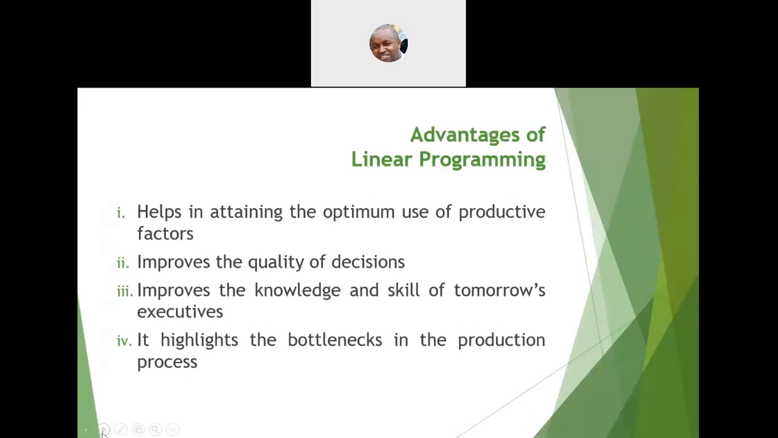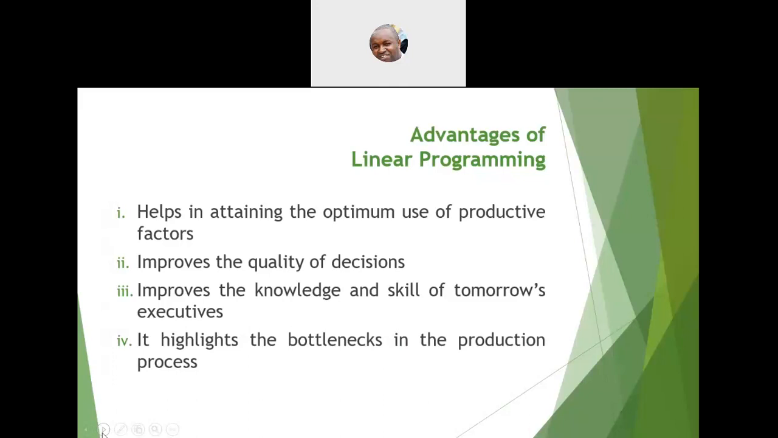Now, there are certain advantages of using linear programming to derive optimum solutions. And the first one is the attainment of optimum use of productive factors. We are able to use our factors of production optimally. It helps us make quality decisions. It would improve knowledge and skill of tomorrow's executives. That's you, students. In future, you expect to be making decisions.